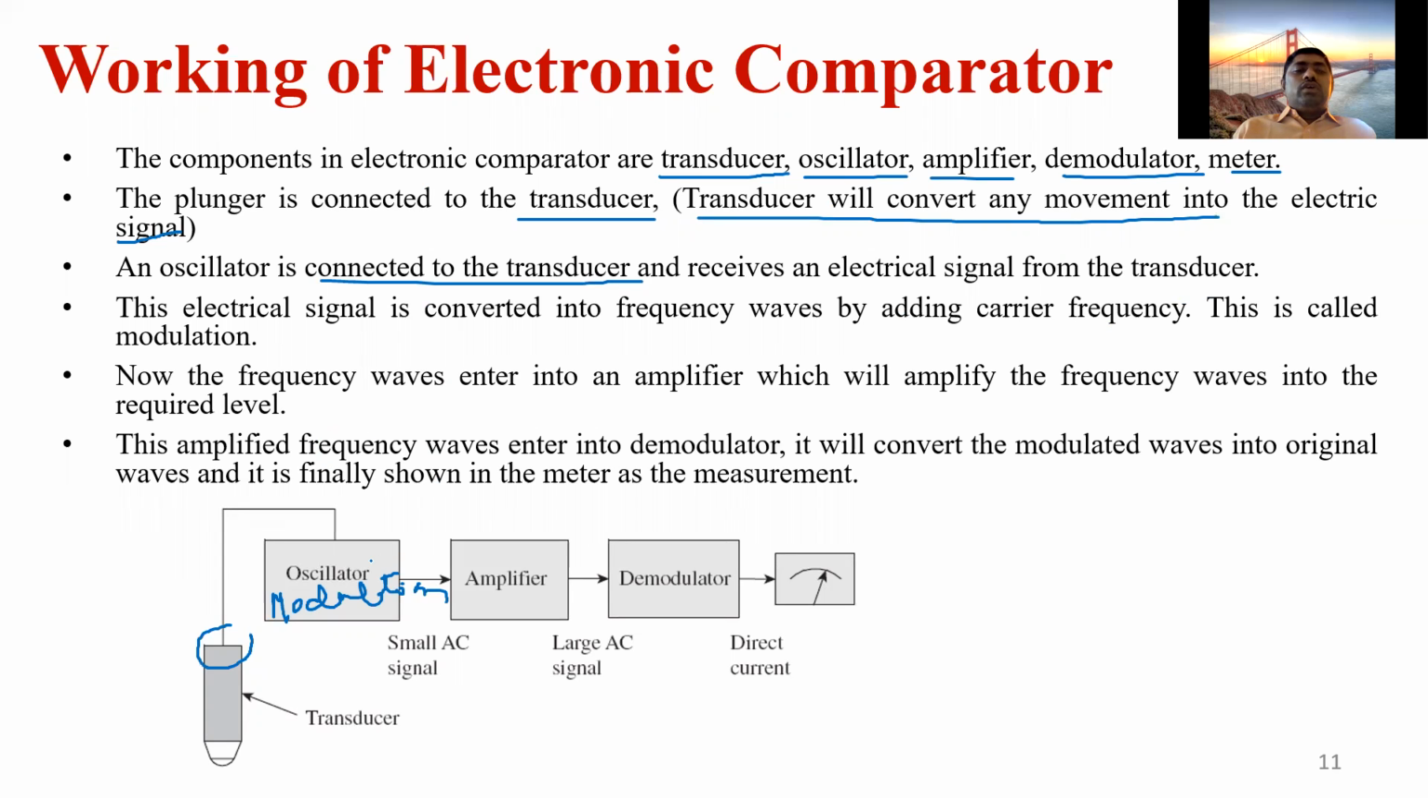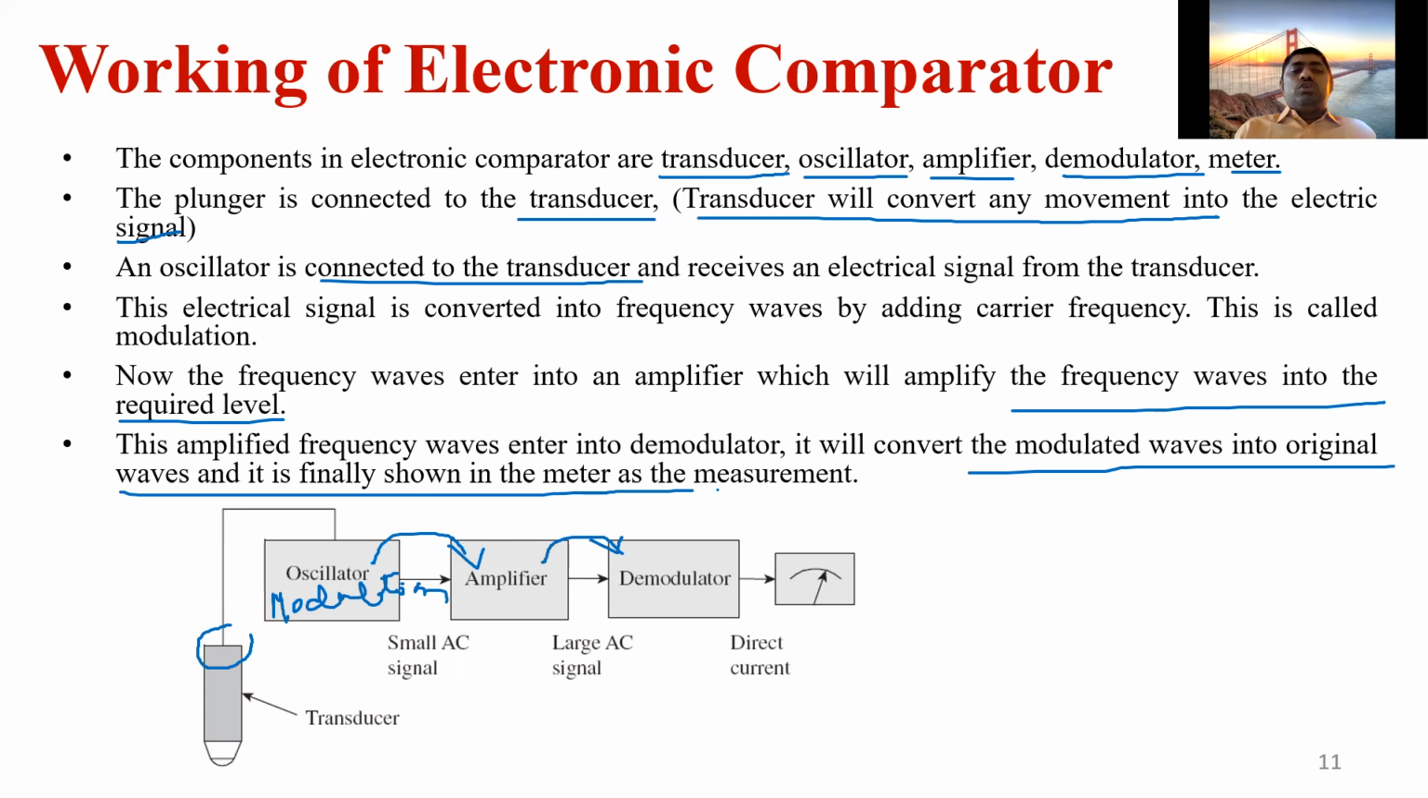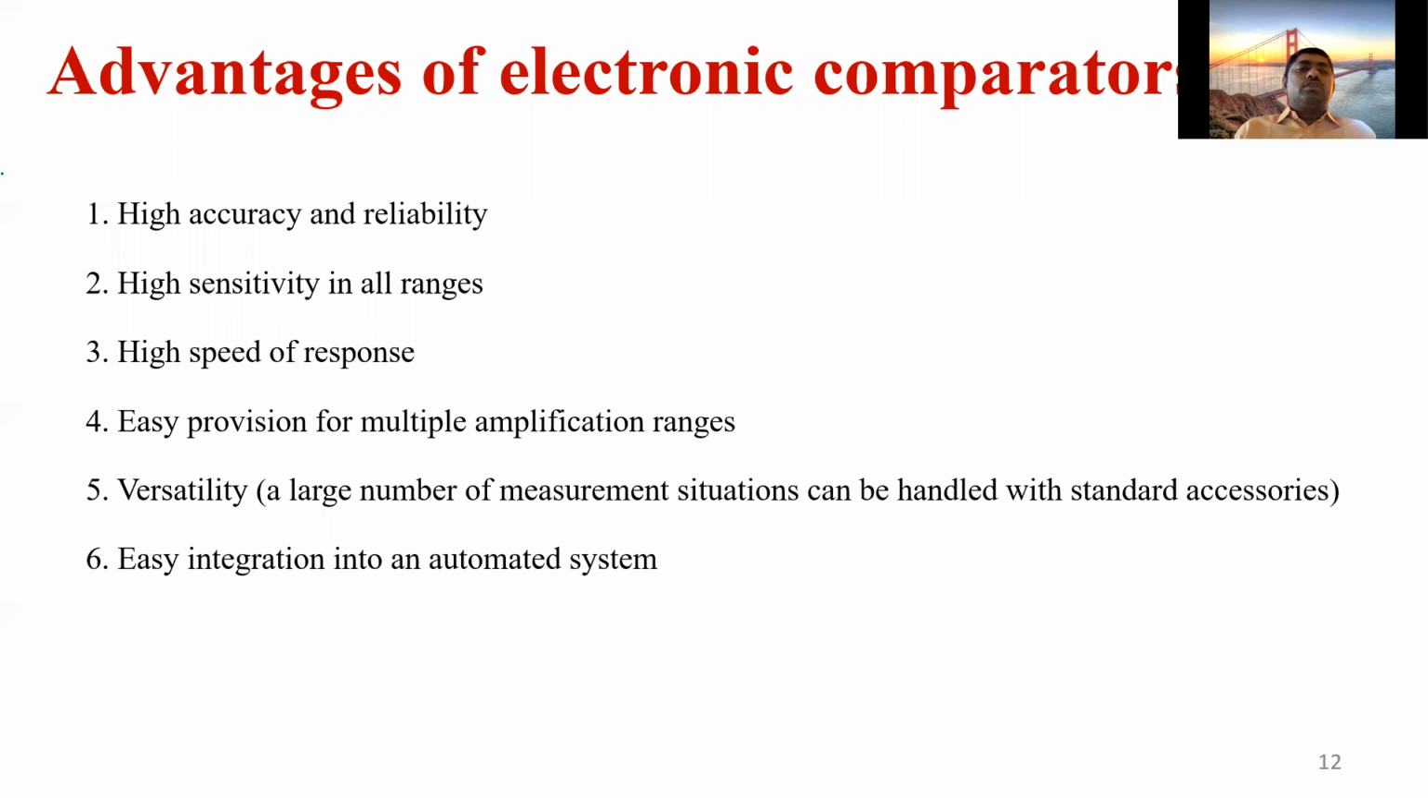Now the frequency waves enter into the amplifier, which will amplify the frequency waves to the required level. This amplified signal enters the demodulator, which converts the modulated waves back into the original waves, and it is finally shown on the meter as the measurement. So this is the working of the electronic comparators.